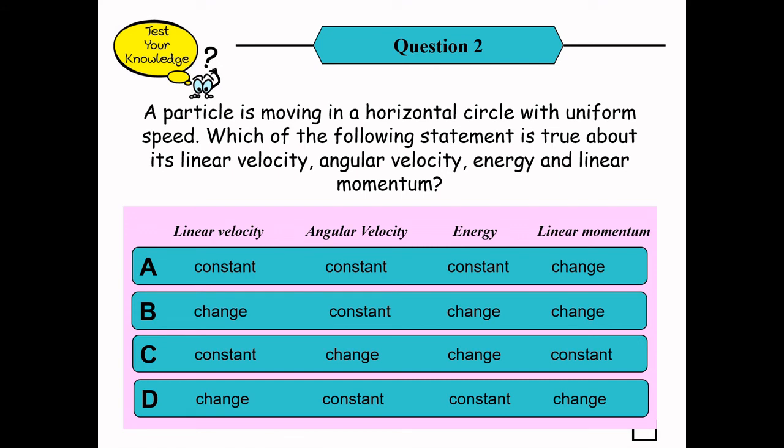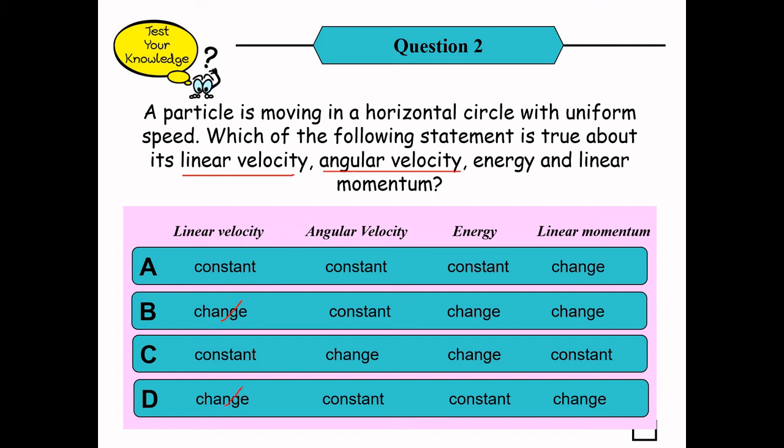Question 2. A particle is moving in a horizontal circle with uniform speed. Which of the following statements is true about its linear velocity, angular velocity, energy, and linear momentum? Alright guys, what's the answer? Before I tell you the answer, let's discuss. Linear velocity. When the particle moves with uniform speed in circular motion, the magnitude of speed is constant, but the direction keeps changing. So, the answer for linear velocity is it changes.